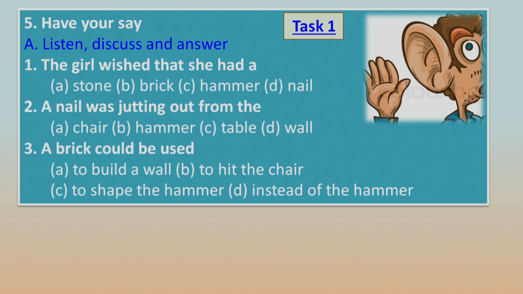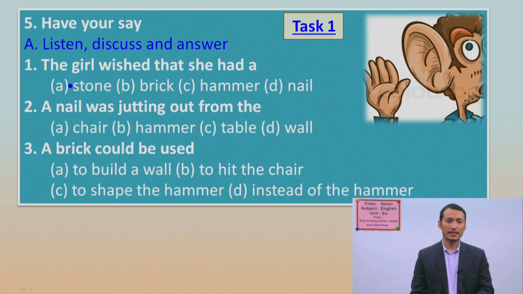Okay, students, you have just listened to the audio and you have got the information about the answers to these questions. Is the girl wishing to have a stone, a brick, hammer, or nail? Which did you listen? Which did you find? Let's see another one. A nail was jutting out from the chair, hammer, or table, or wall. A brick could be used for what purpose? I'll once again play the audio and please listen to me carefully.